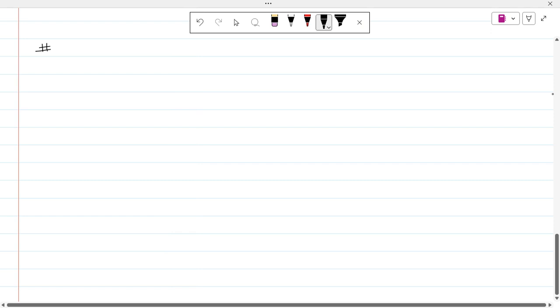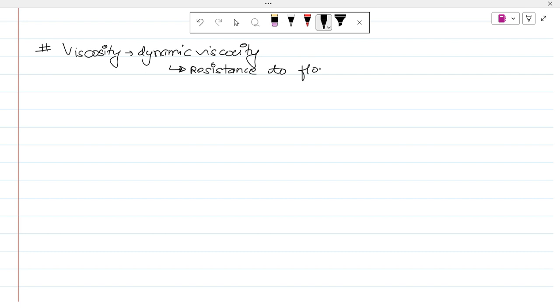We will talk about viscosity now. So, what is viscosity? Viscosity, or simply known as dynamic viscosity, is a property of a fluid medium that measures the resistance to flow. Viscosity is the quantitative measure of that resistance to flow.